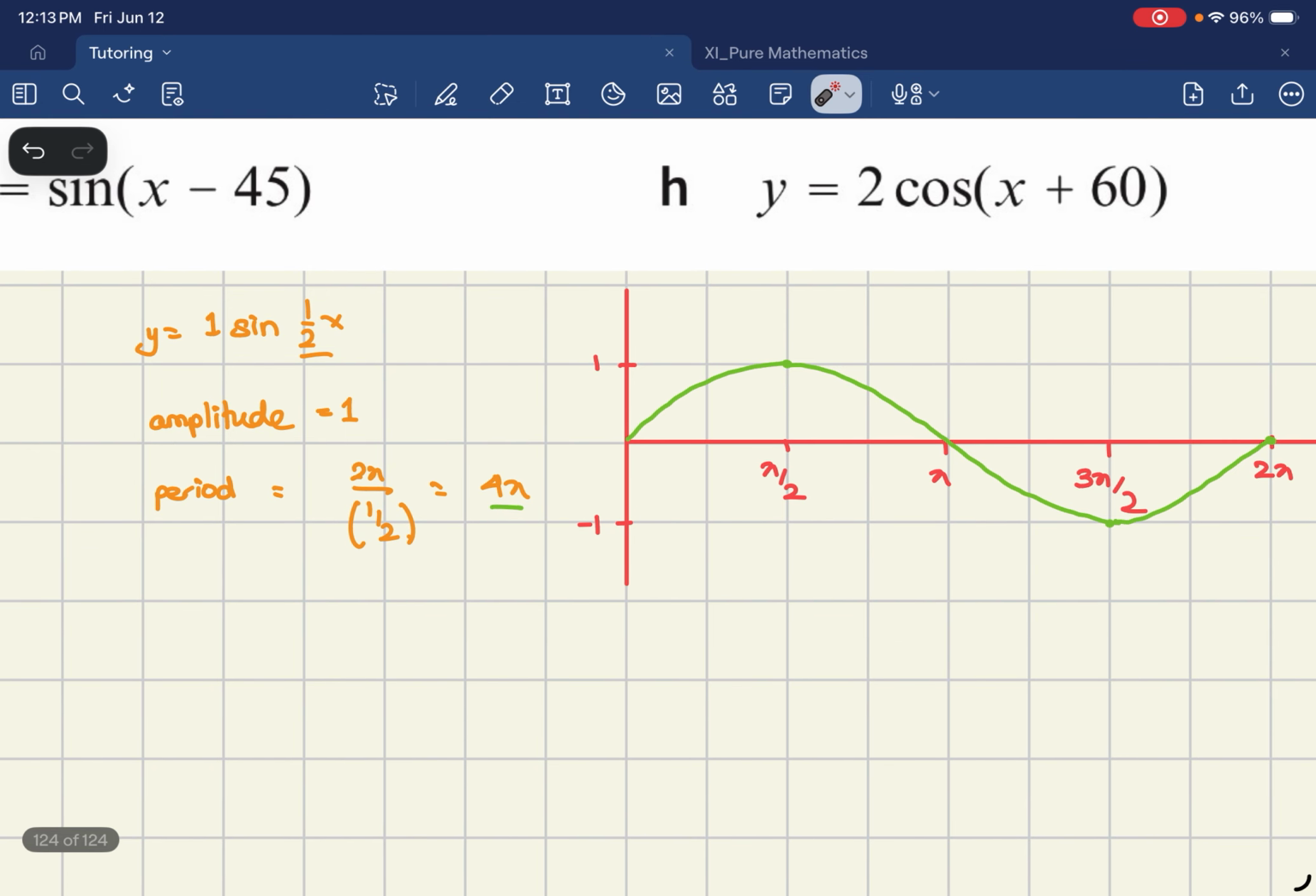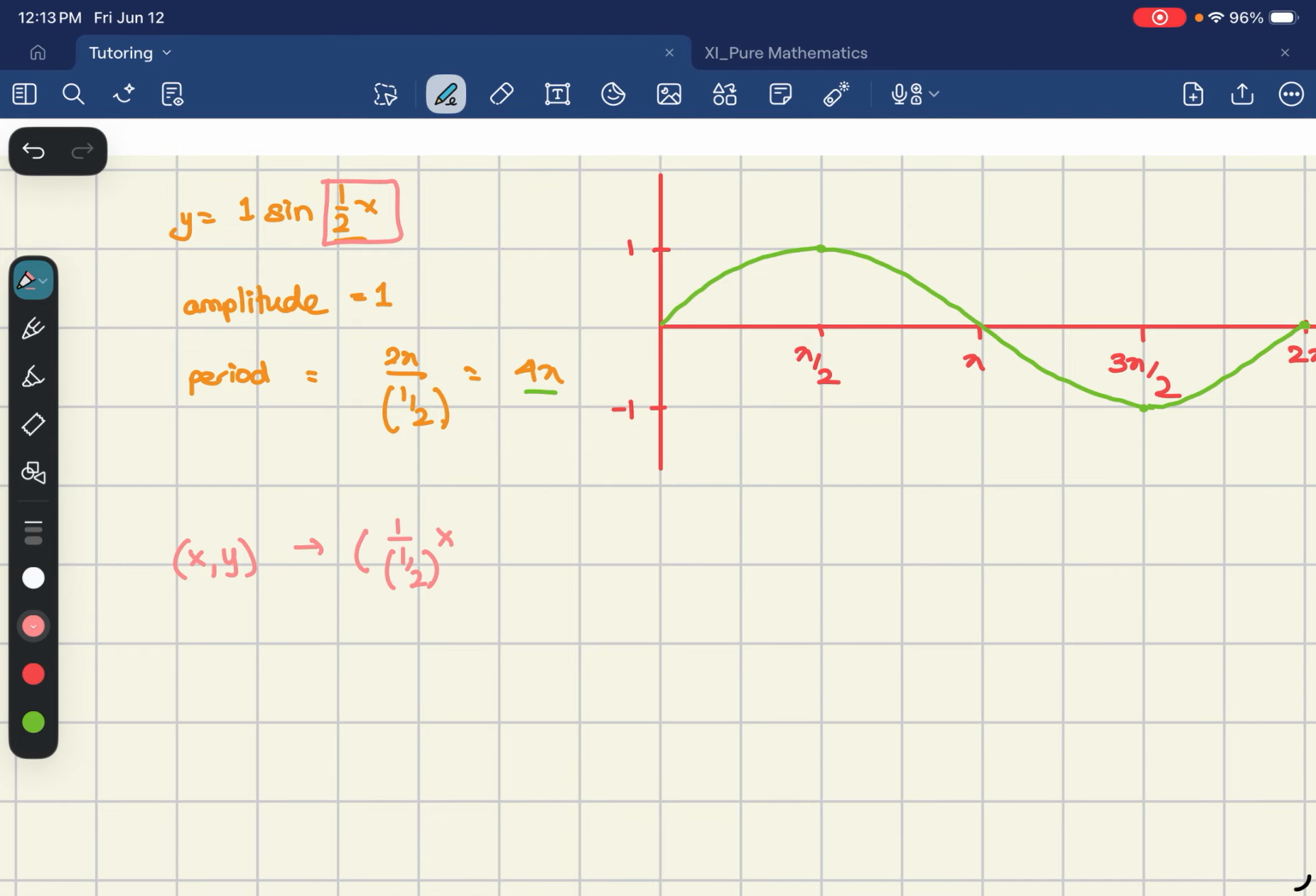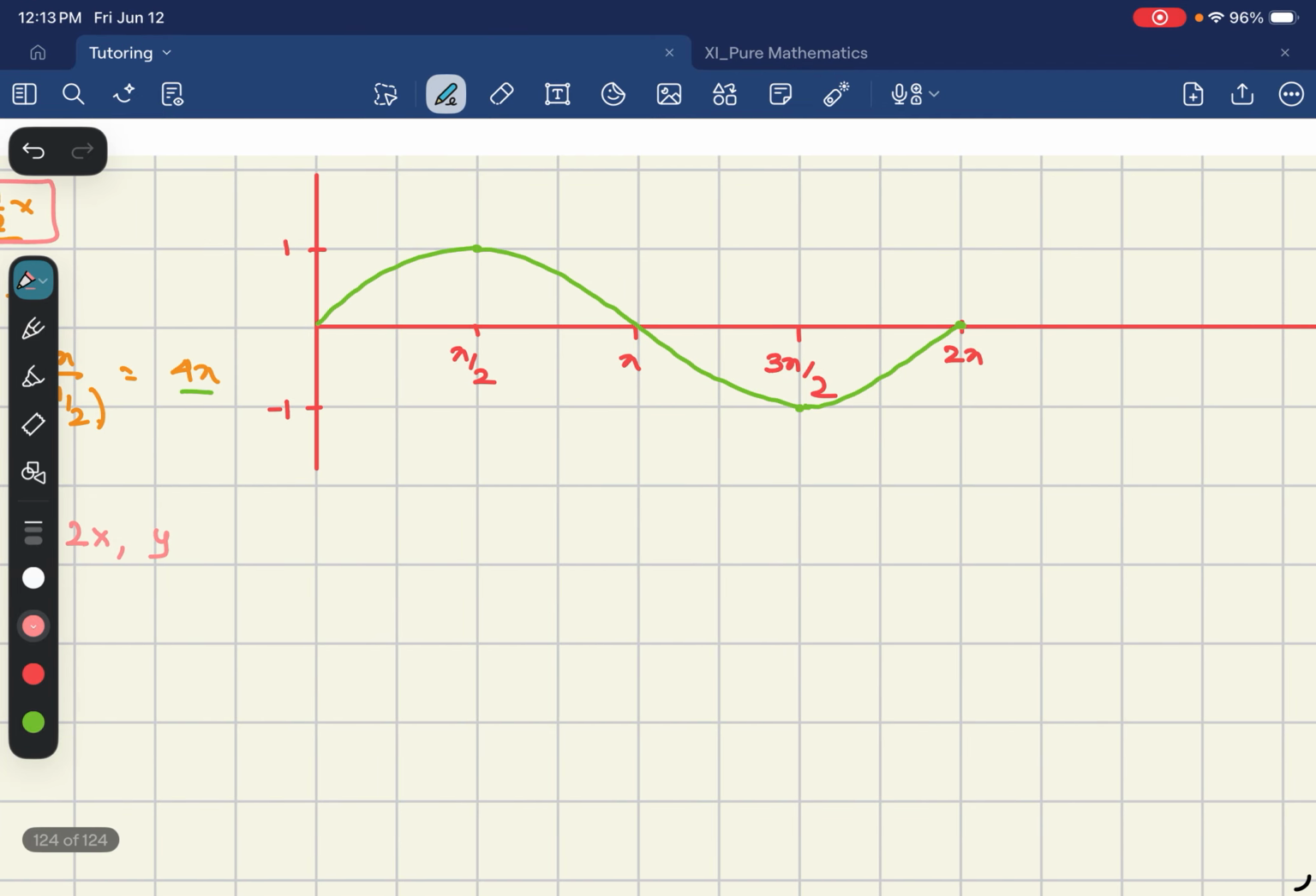And now another way to think about this is that you think of it in the form of graph transformations, right? What does this mean? So if you have coordinates x comma y, that is going to change to your x coordinate being stretched, right? There's a stretch factor. And what is the stretch factor? That is 1 over half times x comma y. And you will see that it's going to be 2x comma y.